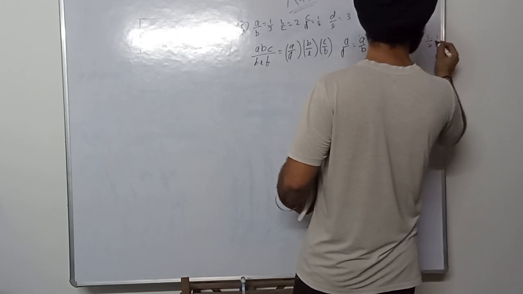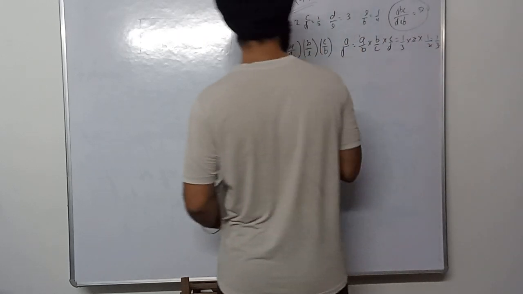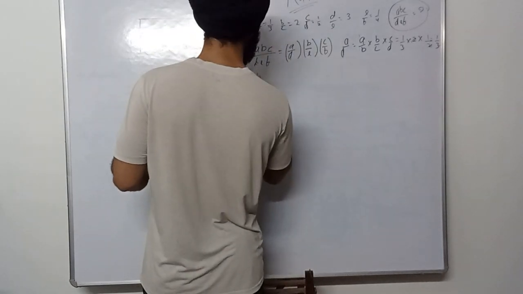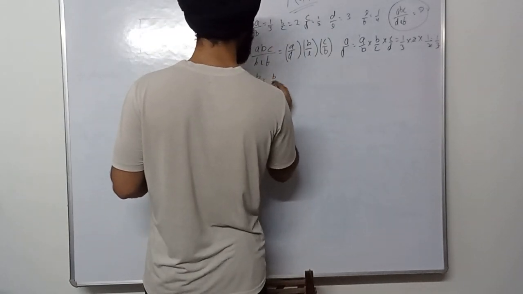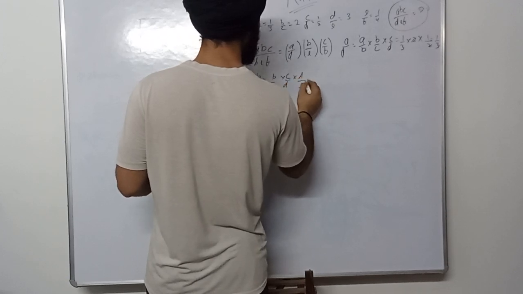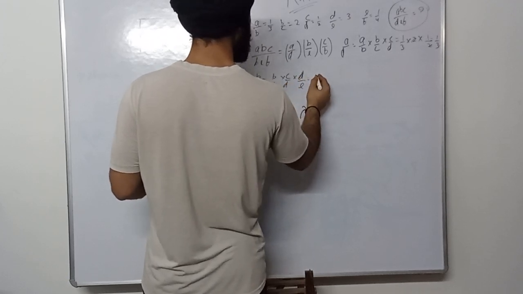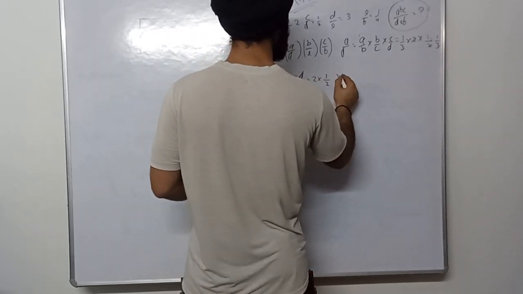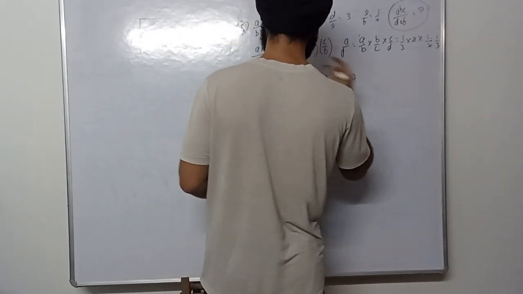So its value is 1 by 3. A by D's value is 1 by 3. So now, like this we can find the BE. So B by C, C by D, D by E: B by C is equal to 2 into 1 by 2 into 3, we will get the value of 3.